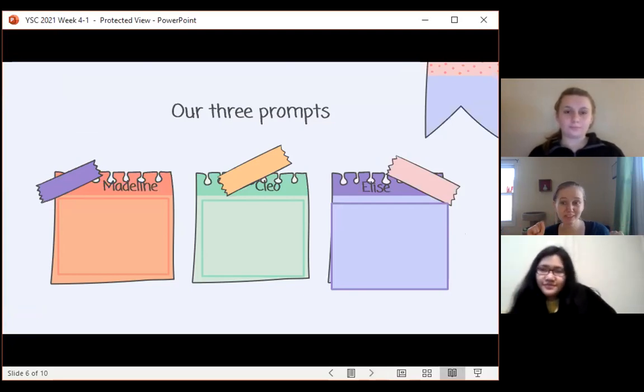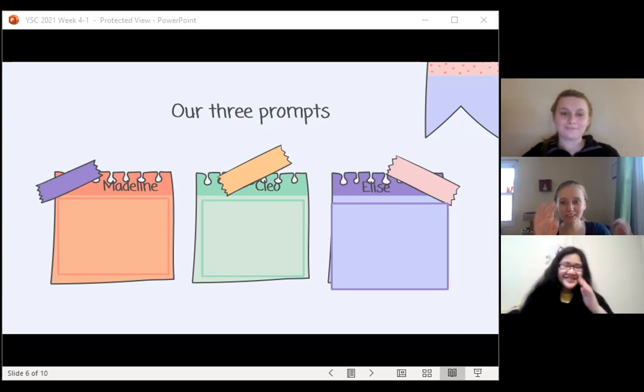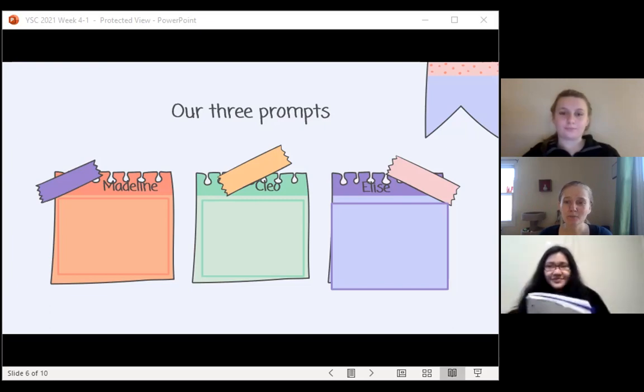Before we reveal the prompts that we wrote, each of us three wrote a prompt. And we're going to fill our words into each other's stories. But we don't know each other's prompts. So we've been very secretive about individually putting them on the slides so that we don't know what they're going to say. We already know, like, I know that I'm going to fill in my words in Madeline's prompt.